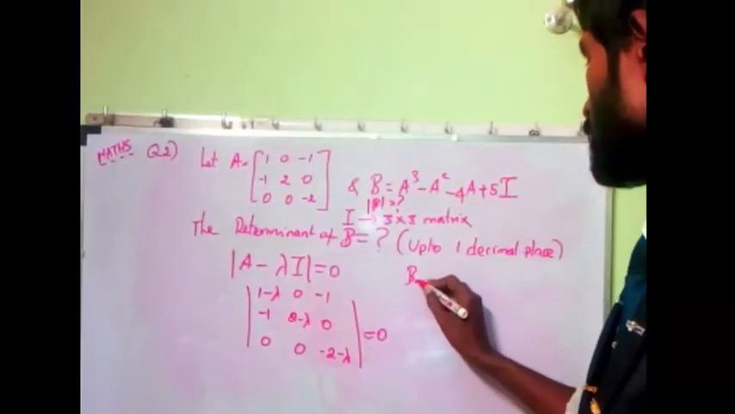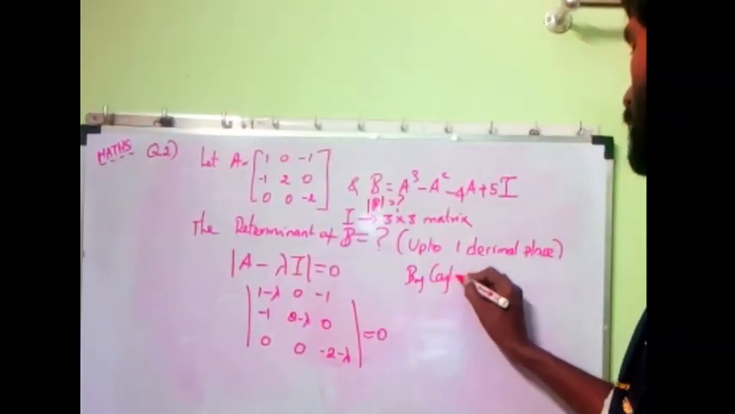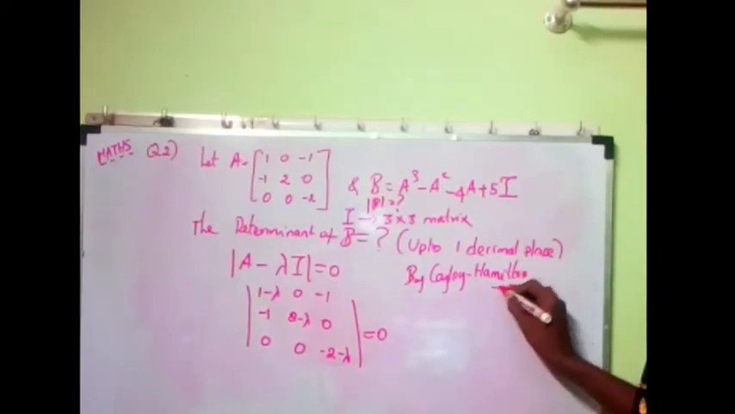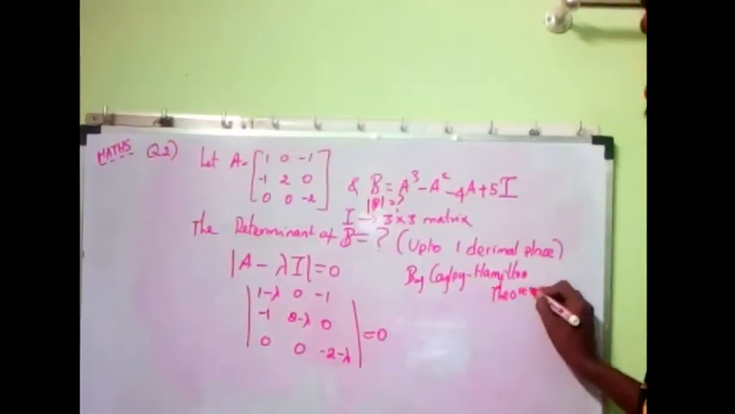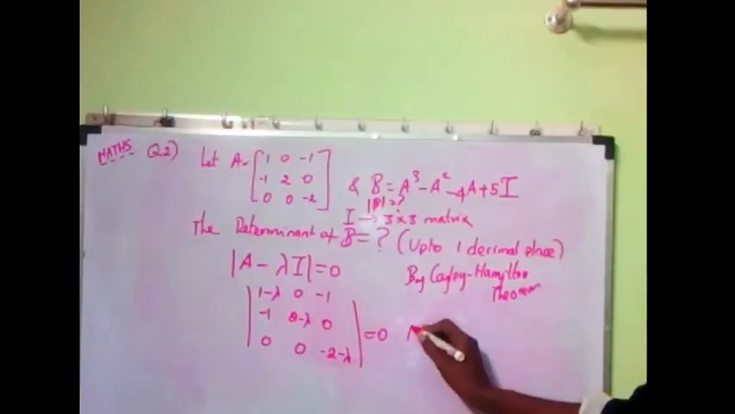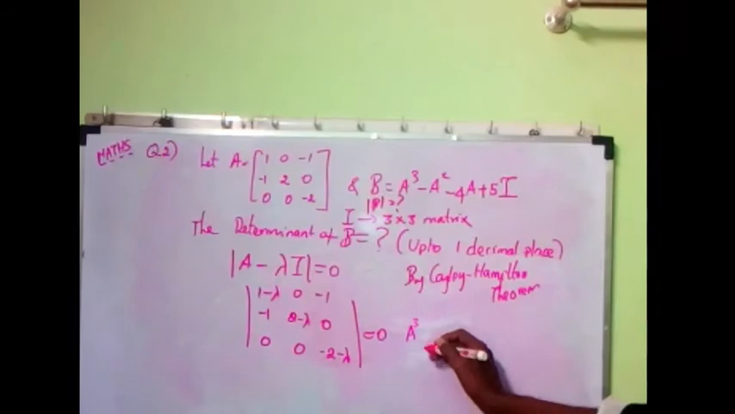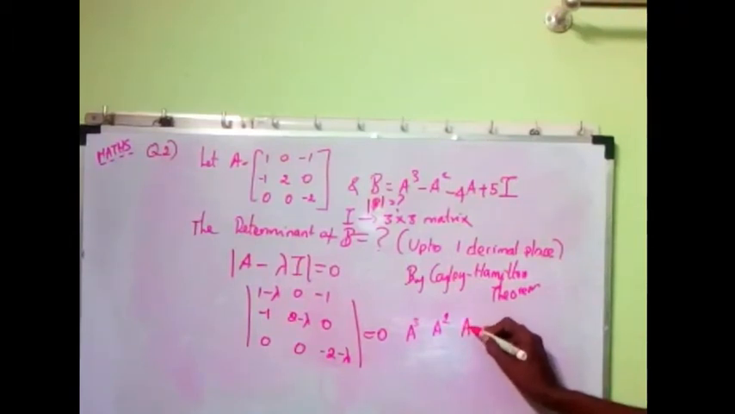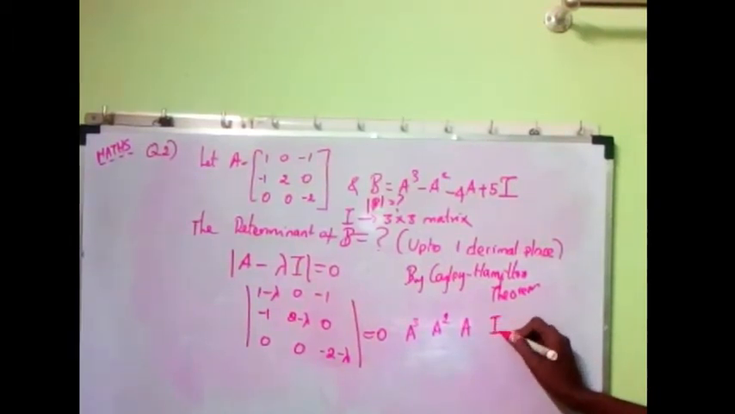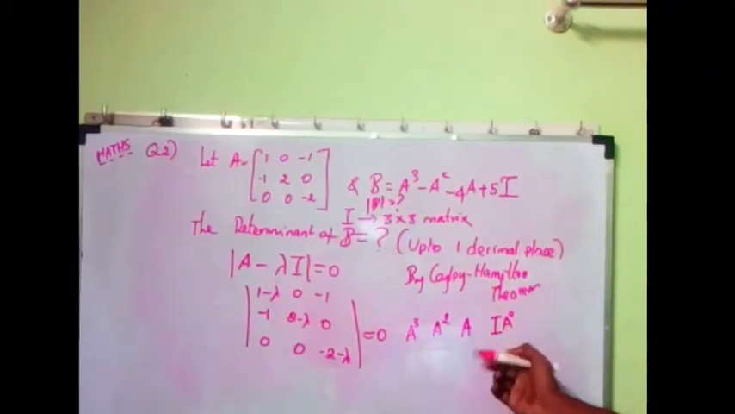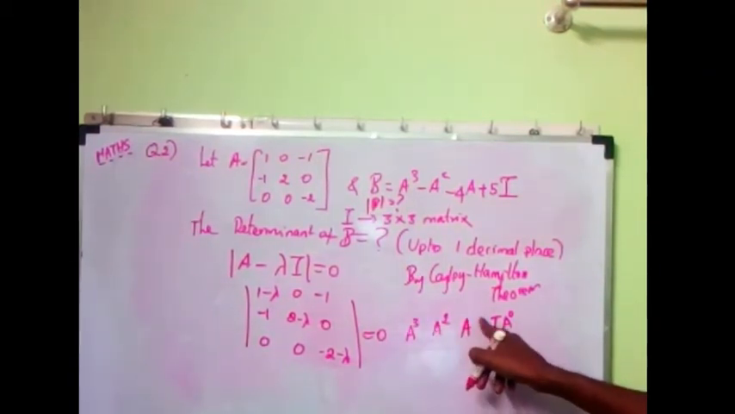By the Cayley-Hamilton theorem. It's one of the theorems we can directly apply. What does the theorem say? A cube. Please write A cube, the highest term, then write the A square, the A term, and the I term. I term means A power 0. So this is A cube, A square, A power 1, A power 0.